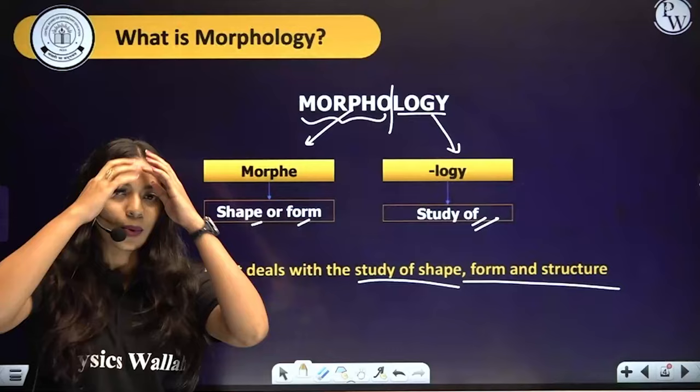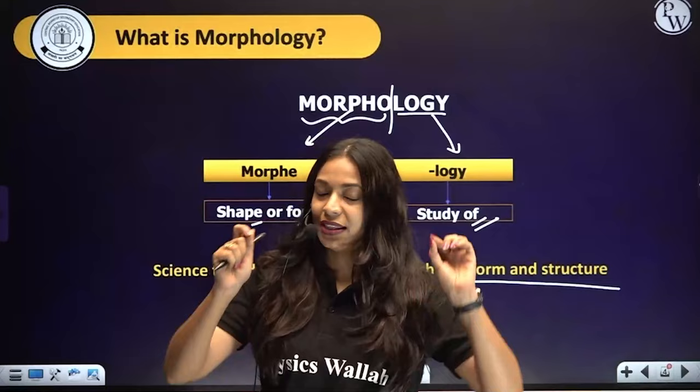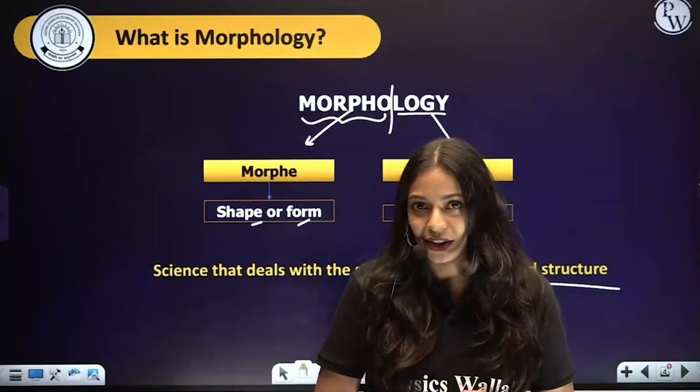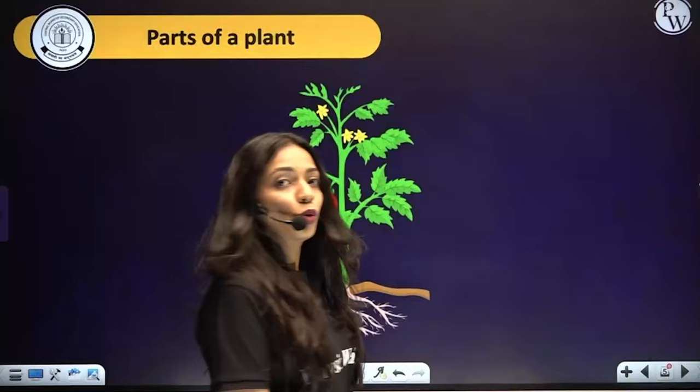Alright, so what is morphology again? It is the branch of science that deals with the study of shape, form, and structure. Alright, that's exactly what we are going to be doing in this chapter as well. As the name of the chapter itself indicates, morphology of flowering plants, we are going to be focusing on the morphology of angiosperms. We learn about its roots, stems, leaves, flowers, fruits, seed, all of the different parts in an angiosperm plant.